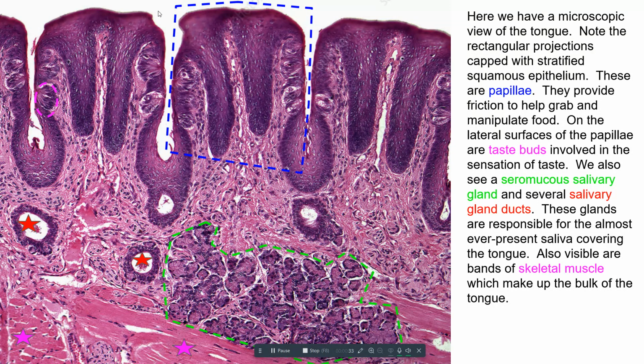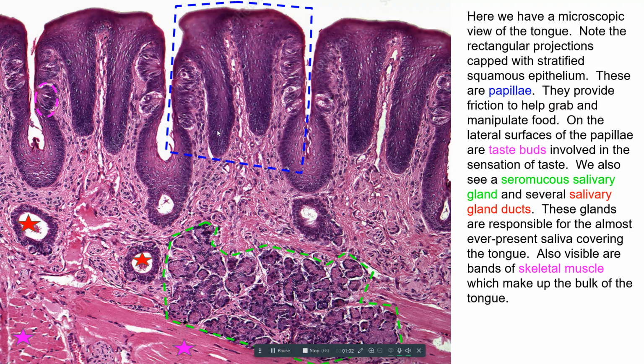So here's the lumen of the oral cavity up top. And notice the tongue has these blocky projections. Each of these is called a papilla, and papillae is the plural. So I see like 3¼ papillae here. Stratified squamous on the surface of these papillae. They're going to provide me with friction to grab and manipulate foods.